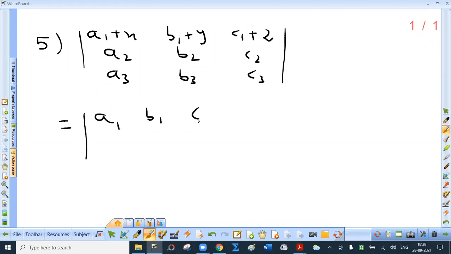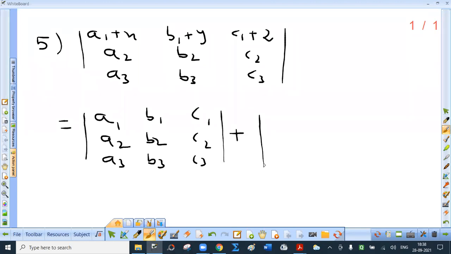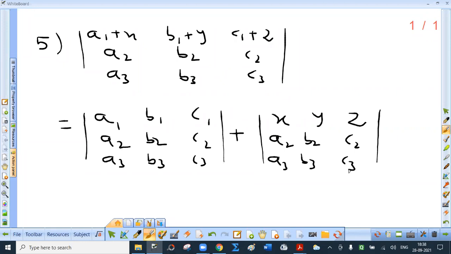This is nothing but a1, b1, c1, a2, b2, c2, a3, b3, c3 plus x, y, z, a2, b2, c2, a3, b3, c3. Okay, so this is the next property. Can I say that instead of a1, I will write x here and a1 here? Is it allowed? Yes, because a1 plus x is the same as x plus a1, right?